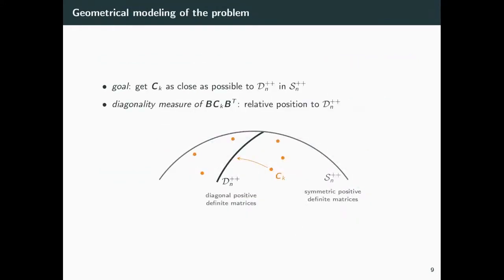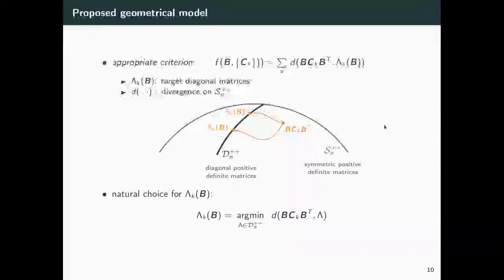And one thing that we proposed during my thesis was to have a geometrical modeling of the problem. And the idea in this setting is to look at the space, and the goal is to get the covariance matrices C_K as close as possible to the set of diagonal positive definite matrices. So the diagonality measure of the transformed matrices becomes their relative position with respect to diagonal matrices.